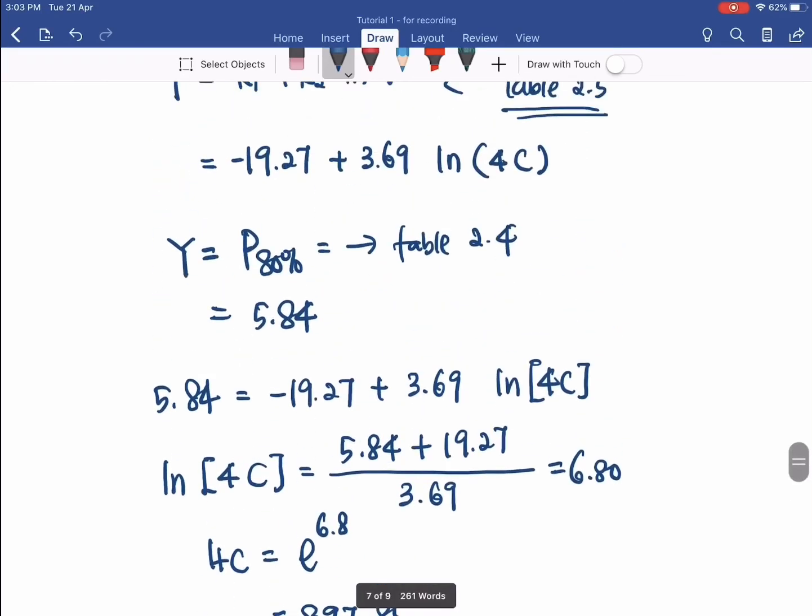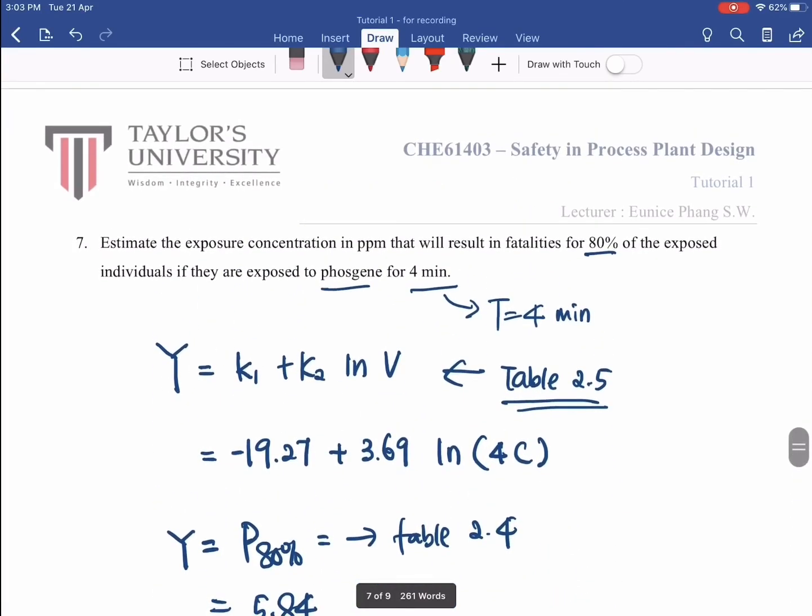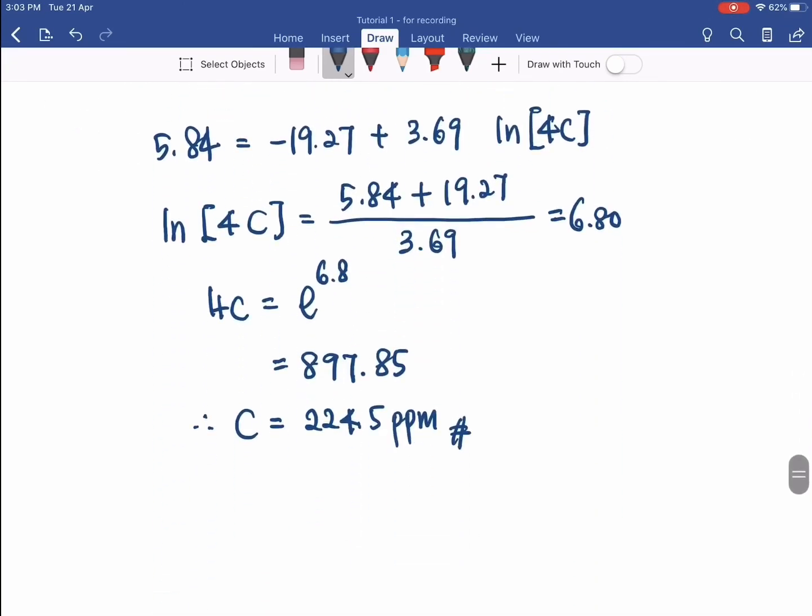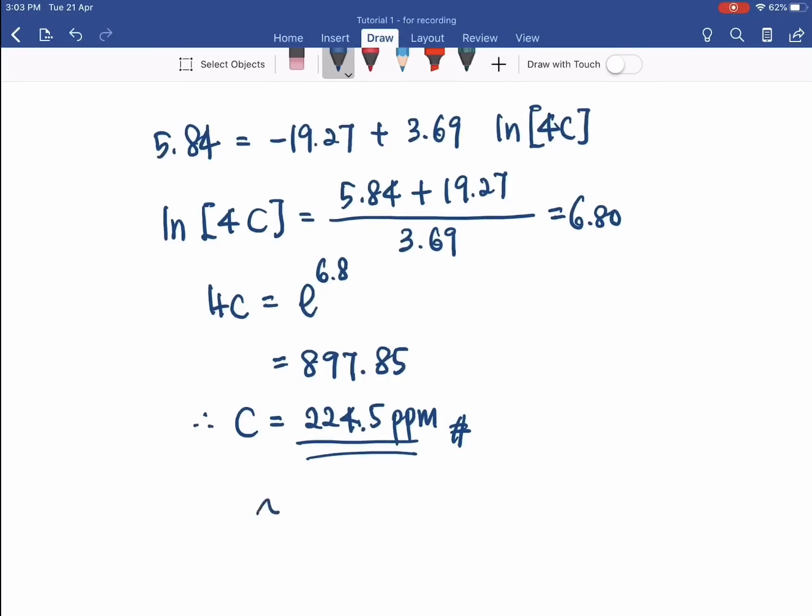In conclusion, if people are exposed to phosphine for 4 minutes at 224.5 ppm, we are expecting a death rate of 80%.